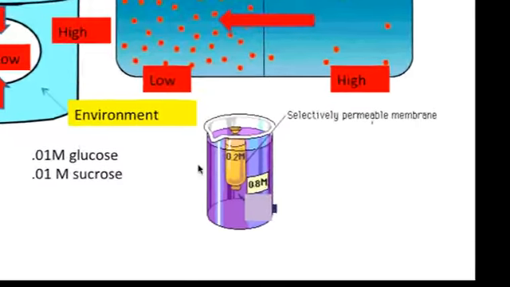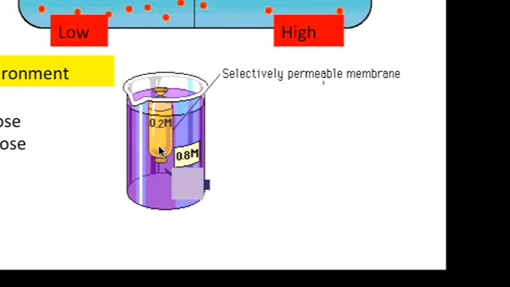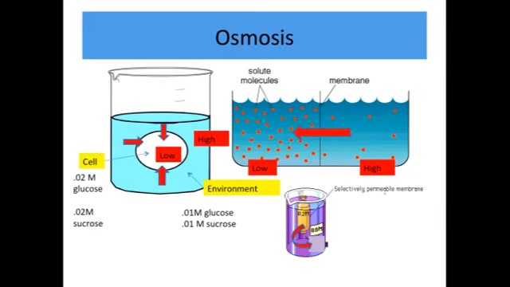Last very quick example down here. I have a 0.2 molar solution in the little bag and a 0.8 molar solution in the outside environment. So which one has the higher water content? Well, you're looking again at the solute content. The inside of the bag has a lower solute concentration, so it has a higher water concentration. So therefore, the water is going to move out of the little bag and into the environment.